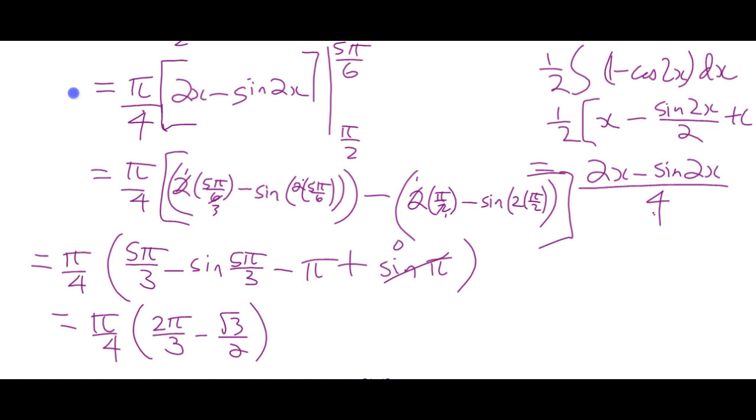Should be plus root 3 over 2. Oh, no, wait. Because it's negative, but you're subtracting a negative, which means it's positive. 5 pi over 3 is quadrant 4, isn't it? Yes. Correct.